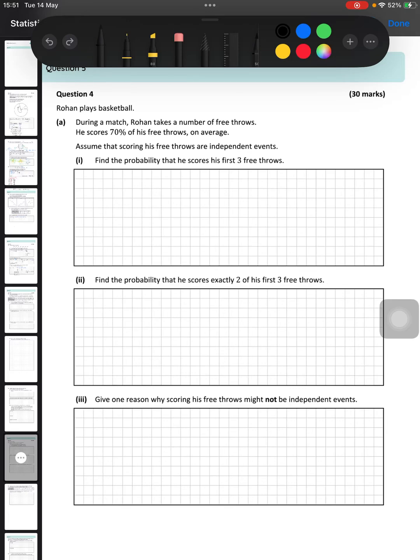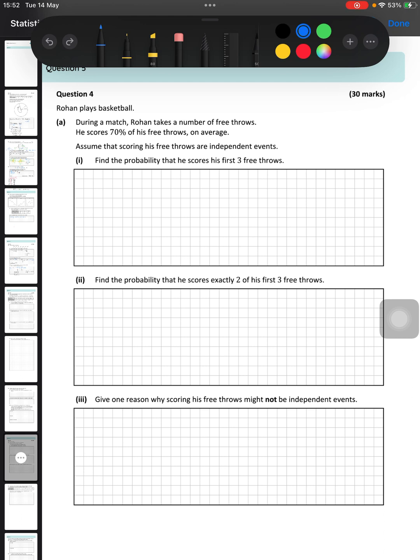Okay, so this question says Rohan plays basketball. During a match, Rohan takes a number of free throws. He scores 70% of his free throws on average. Assume that scoring his free throws are independent events. So find the probability that he scores his first 3 throws.